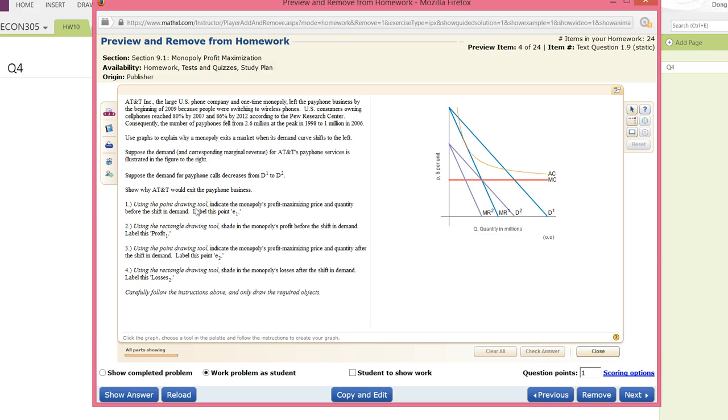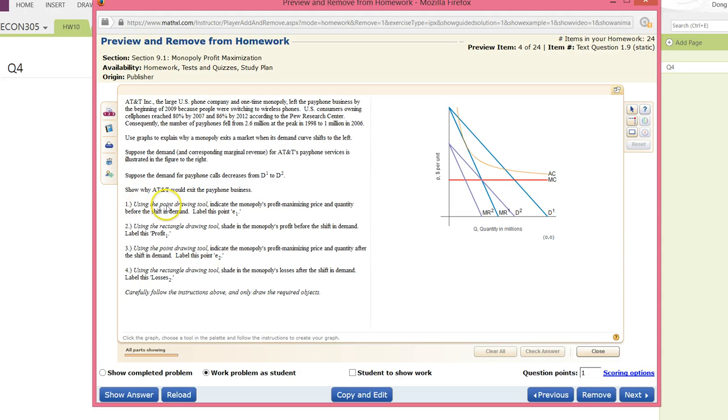By the way, for me, this is a very interesting question because it helps you understand in a much better sense why a monopoly does not always make a profit, how we can understand that a monopoly can make a loss, and under what conditions the monopoly will exit a market.